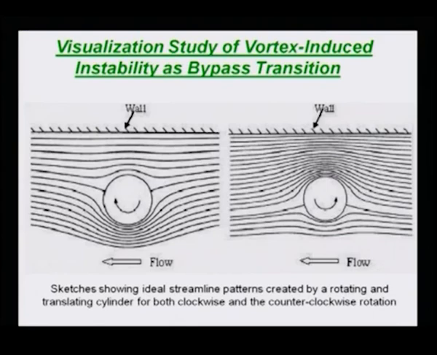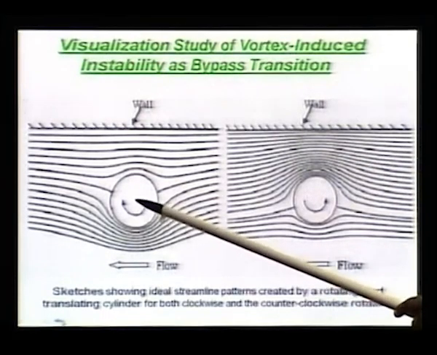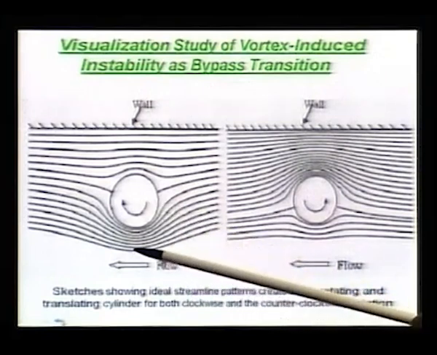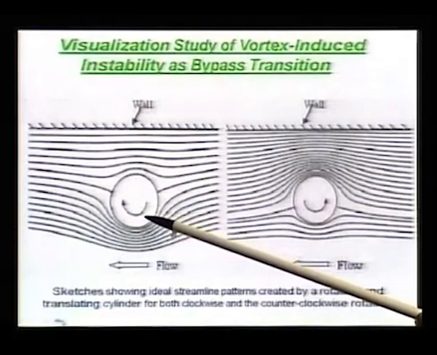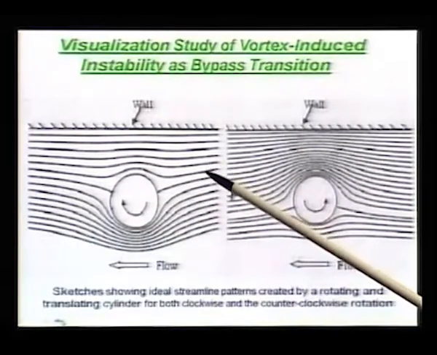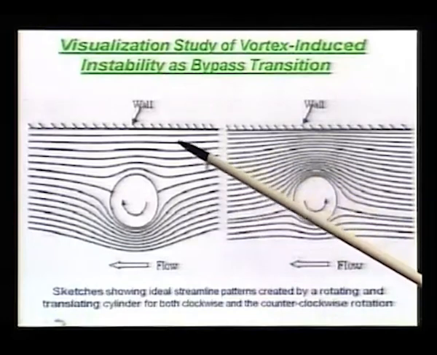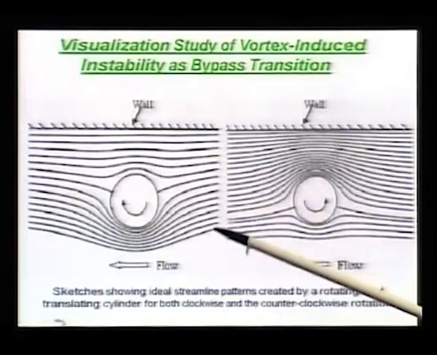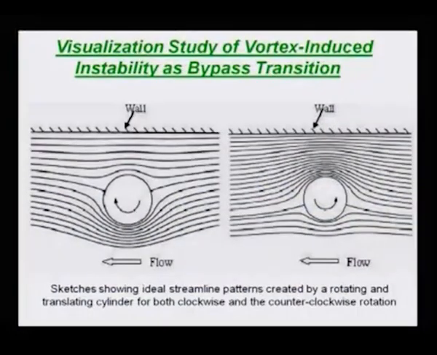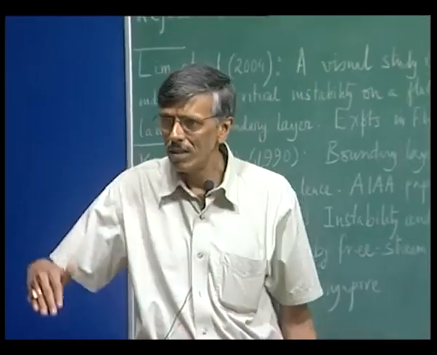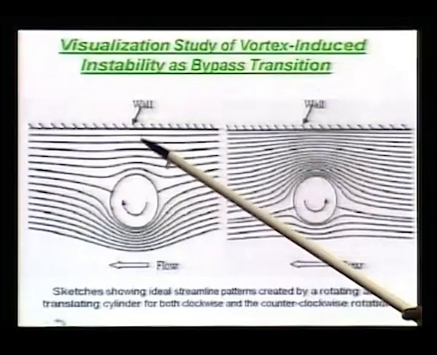So, here is a case, that is your wall, this is your convecting vortex, the flow is coming like this. So, if it is rotating in a clockwise manner, what do you see about the pressure gradient? How do you see? You see it from the curvature of the streamline. Where is it maximum?